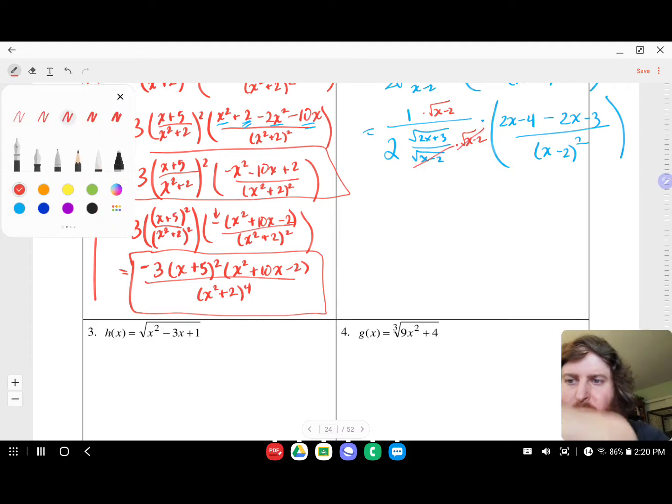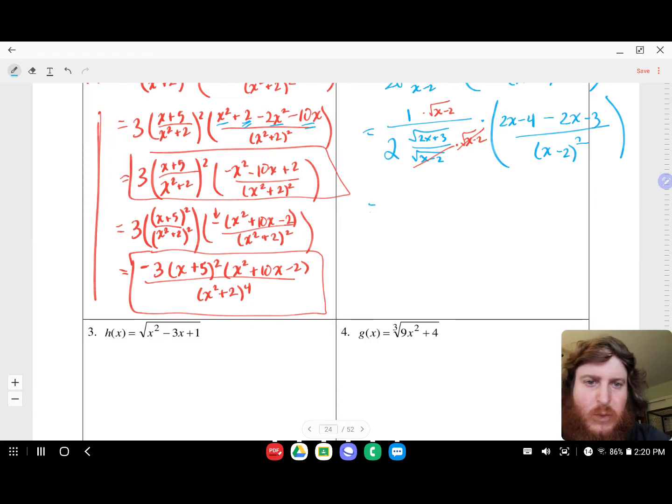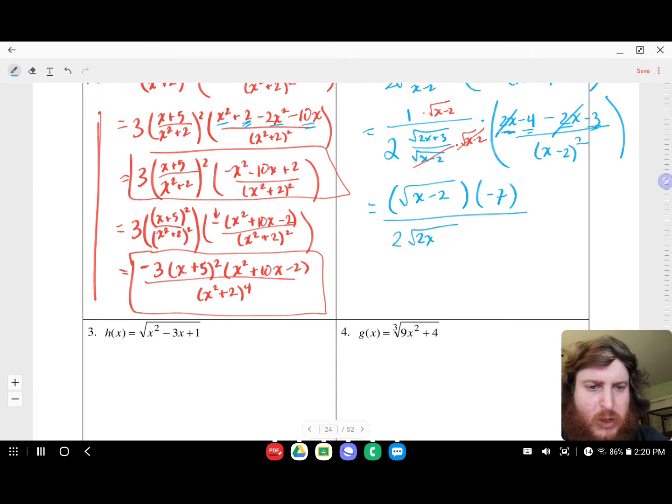and that'll give us the square root of x minus 2 times, now 2x minus 4, so the 2x and the 2x cancel, negative 2x, and negative 4 minus 3 would be negative 7, all divided by 2 square root of 2x plus 3, I'm just multiplying across, times x minus 2 squared.